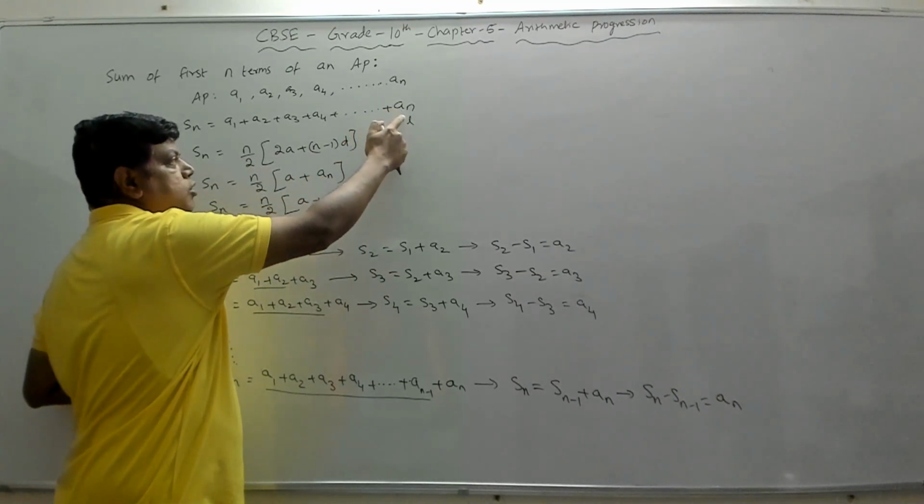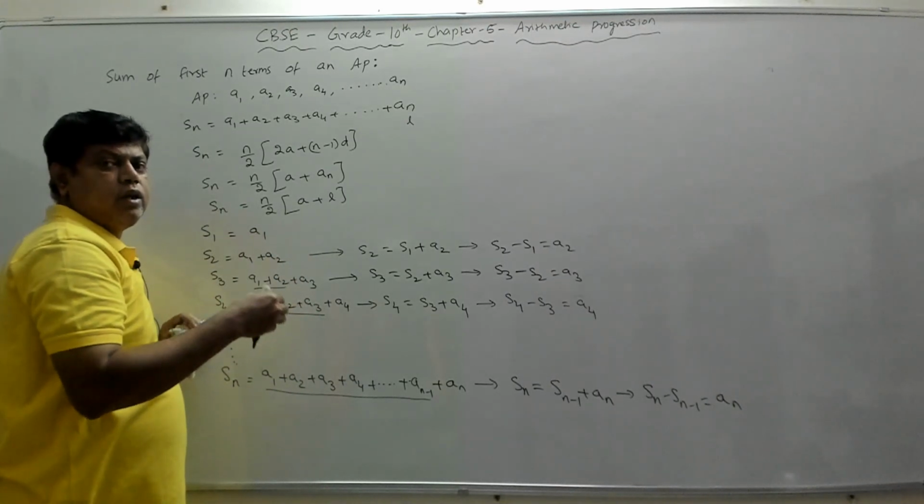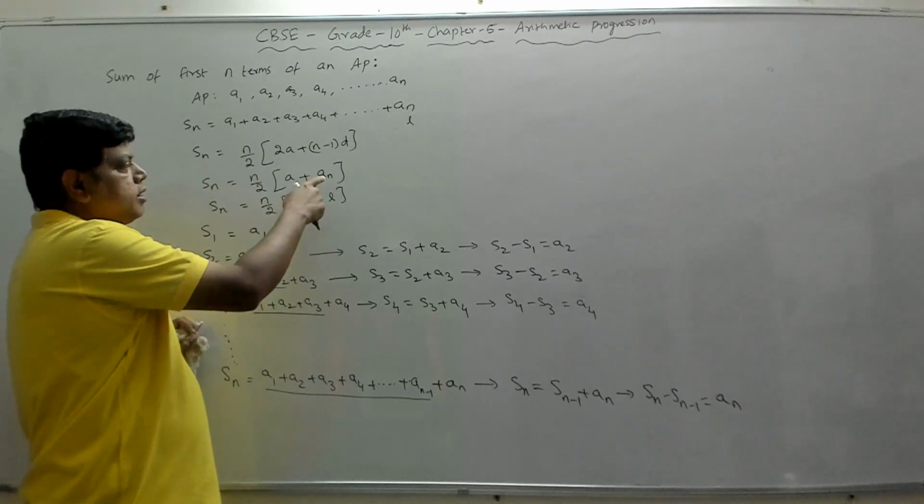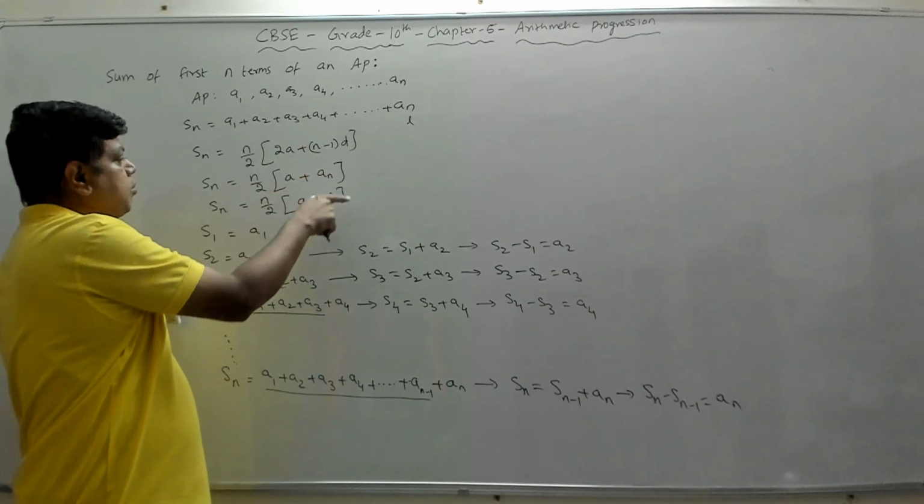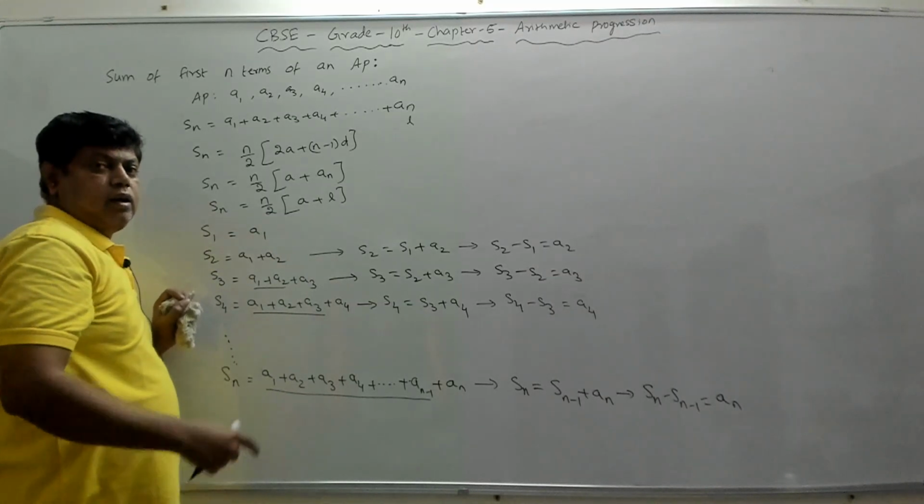The An and L both are the same. L means last term, An is nth term. If you consider your nth term as the last term, then An is L. So these are the three formulas. And we go for this formula if you don't know the last term of the AP.